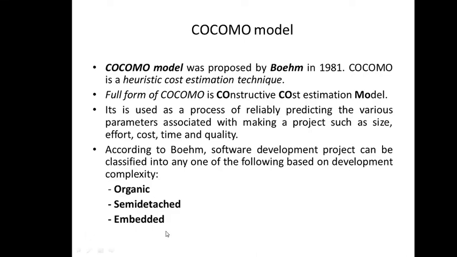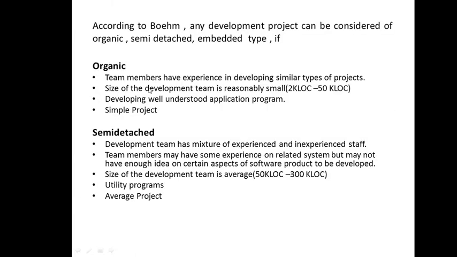So based on that we say the project belongs to one of these categories. Now let's see in detail what these categories are, along with the description we have seen. Organic is the one I said where we develop application programs. These are simple projects, and the size is limited to 2 kilo lines of code to 50 kilo lines of code. So it belongs in the range 2 to 50 KLOC.